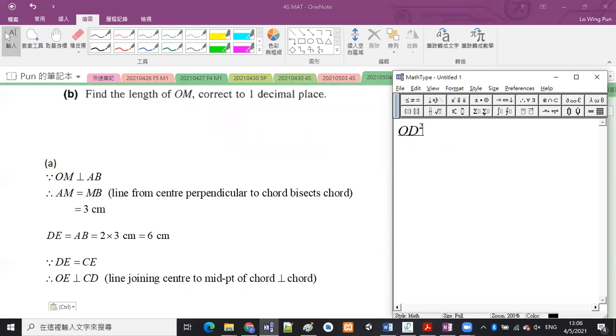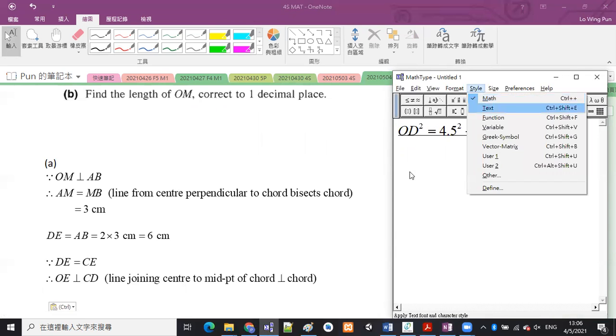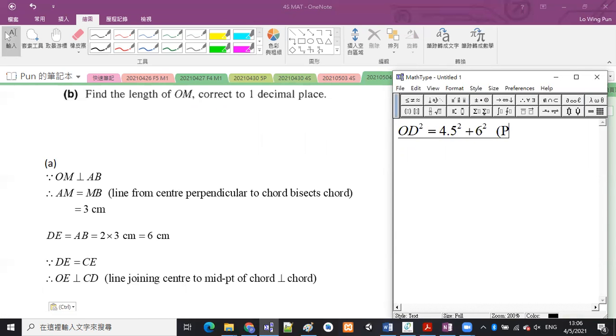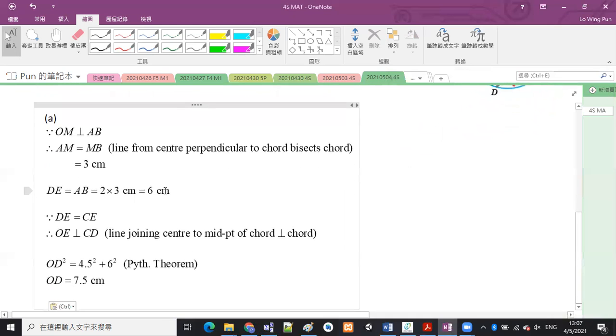So OD square is equal to 4.5 square plus 6 square. And this is Pythagoras theorem. So OD will be equal to 7.5 cm. That is the radius. Is that okay?